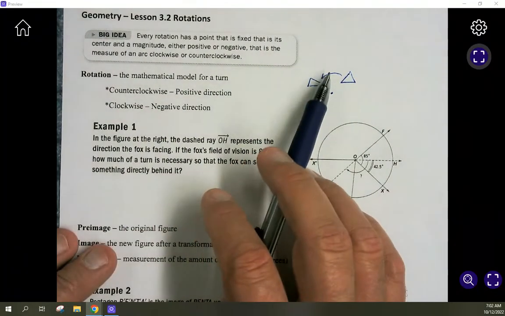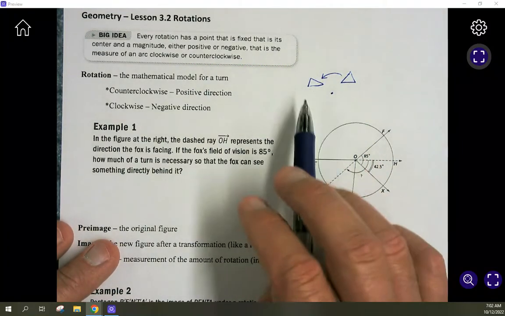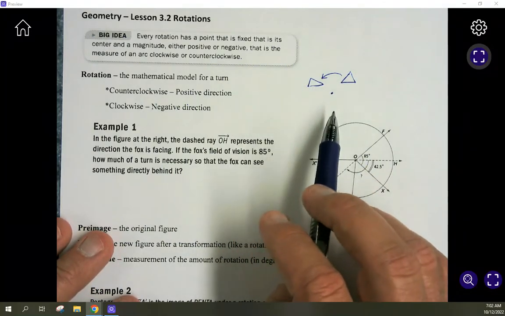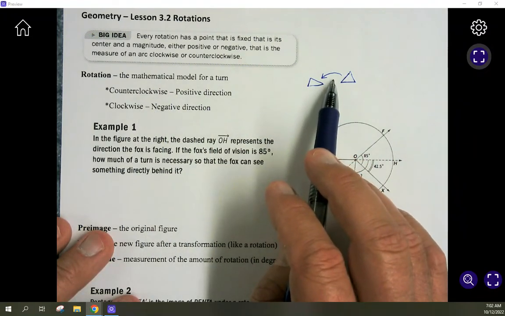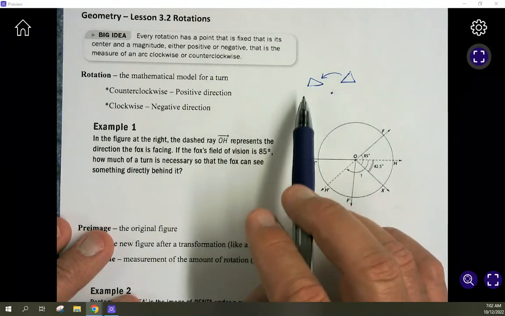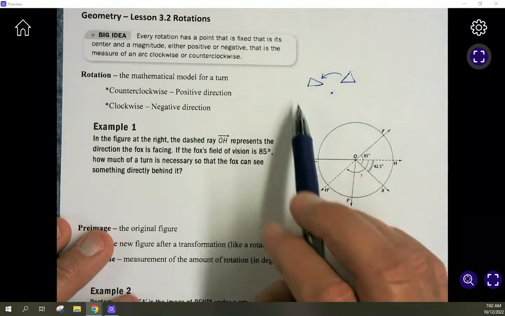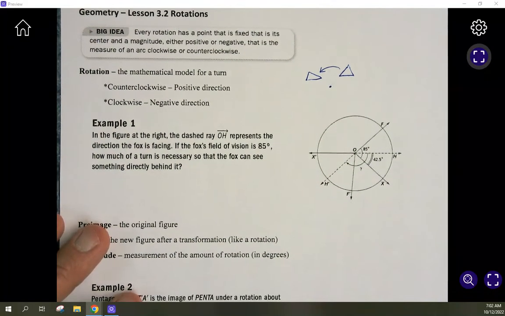Now, we're going to give those a degree measurement. How much did it rotate? How much of a rotation? And we have to call one direction positive and one direction negative, and it's a little counterintuitive. You would think clockwise might be positive, but it's actually the opposite. So clockwise, if you think about a clock, the way the hands go, that's going to be the negative direction. Counterclockwise is your positive direction. So if we see it going across the top of the circle from right to left, that's counterclockwise. So that would be a positive rotation.